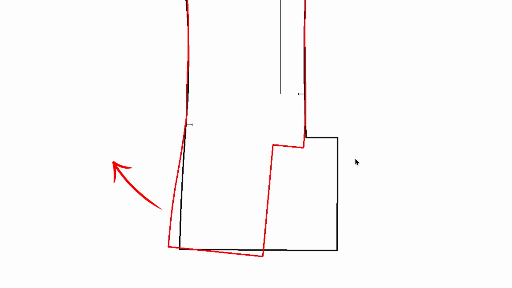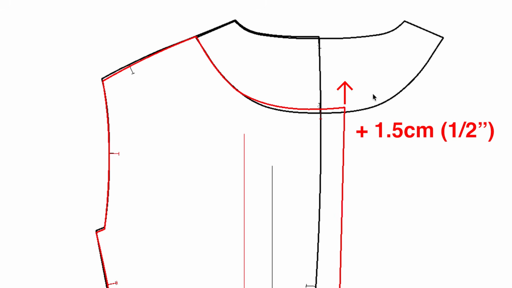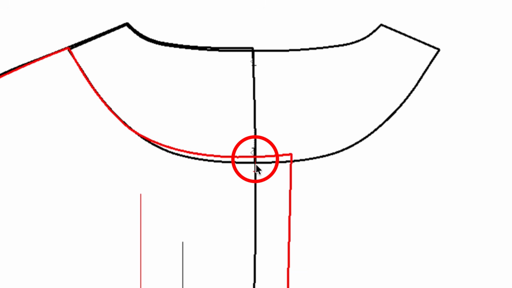So you need to rotate the bottom of the lining so you can lengthen the center back seam but maintain the side seam length. And I would raise here as well, so there's a little bit of overlap.